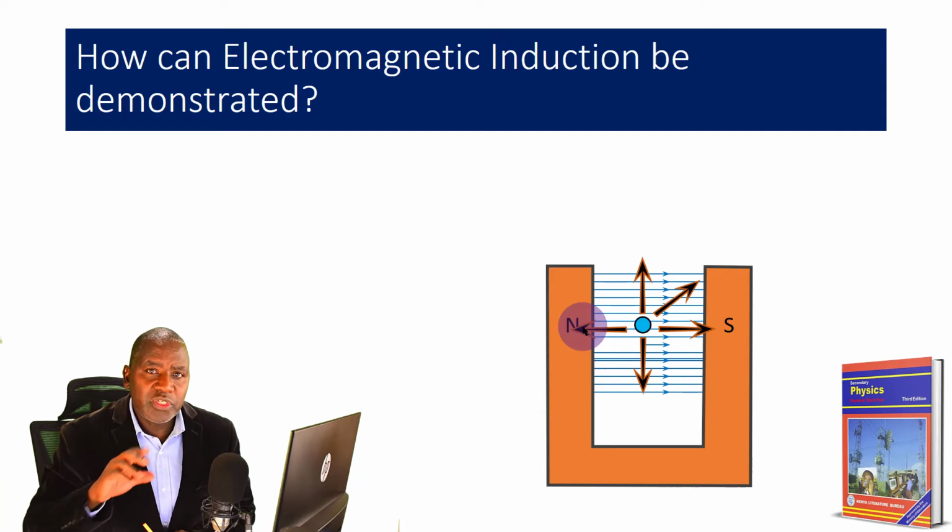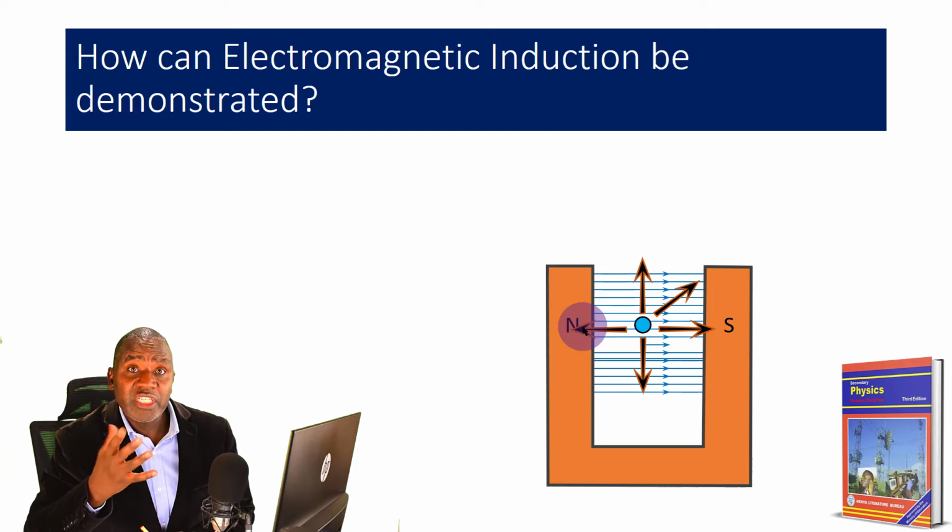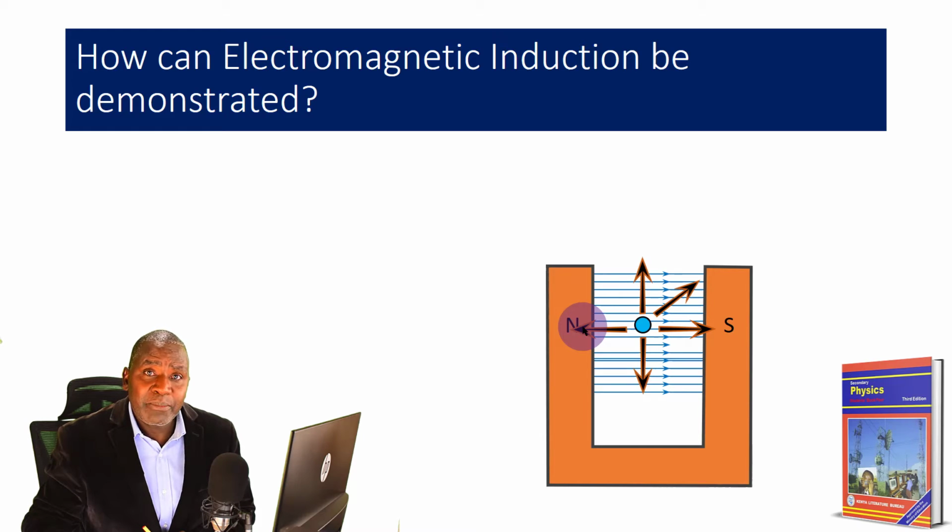So there are situations, in fact four situations, where there is no deflection. Number 1, when you move the conductor to the right, there is no deflection, showing no induced EMF. When you move it to the left, no deflection, showing there is no induced EMF. When the wire is stationary in the magnetic field, it's not moving, there is no induced EMF.